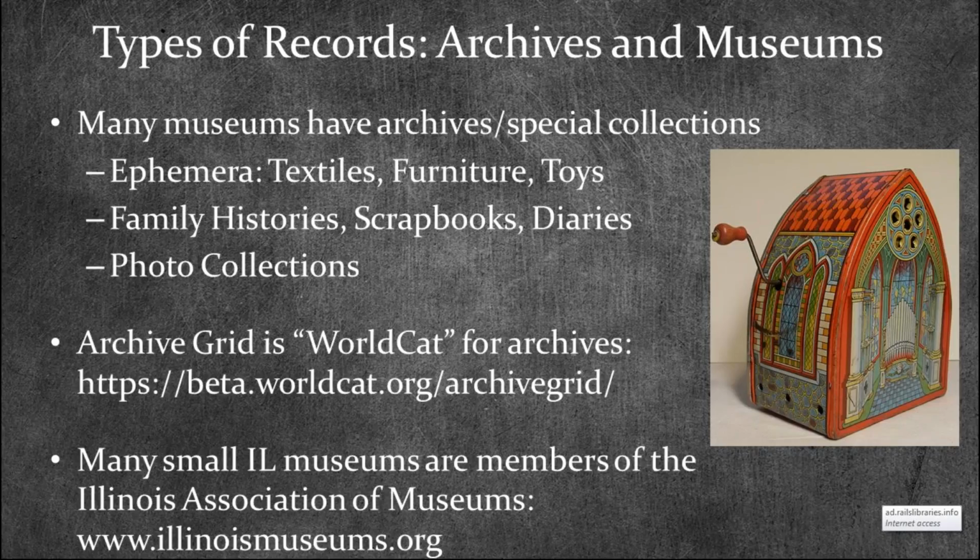So I kind of segue into talking about archives by starting with museums. So whether it's a museum like the Field Museum in Chicago or the Adler Planetarium, or whether it's your local historical society in your town, you know, the Jackson County Historical Society, or the Little White School Museum in Oswego, Illinois, they're going to have family histories, they're going to have family files, they're going to have things like scrapbooks and diaries, photo collections.